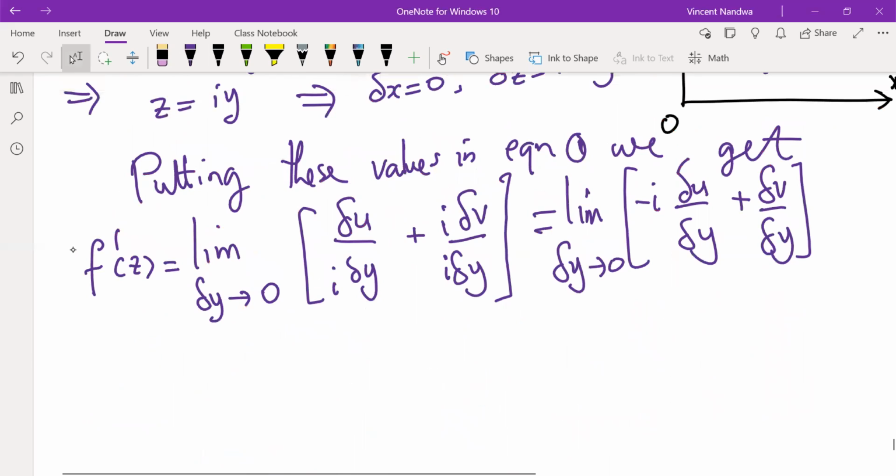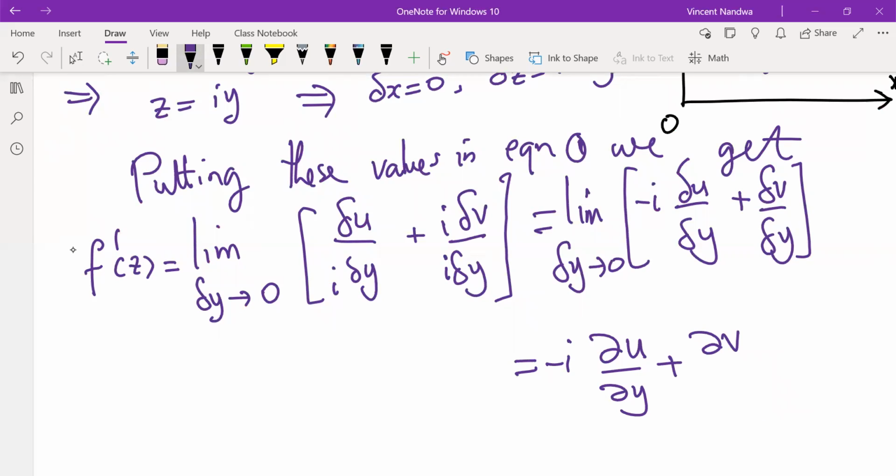So remember, delta z was replacing i delta y. So this is the definition of negative i partial u partial y plus partial v partial y. And I repeat, the partial derivative is coming in because u and v depend on both x and y. While in this case, only y is changing, so that's why we have this. Call this one 3.